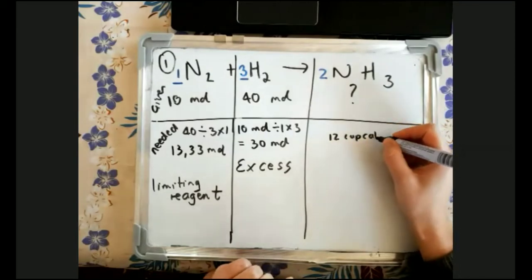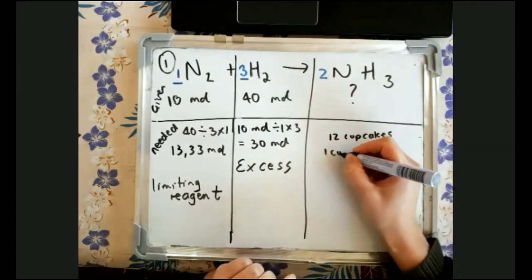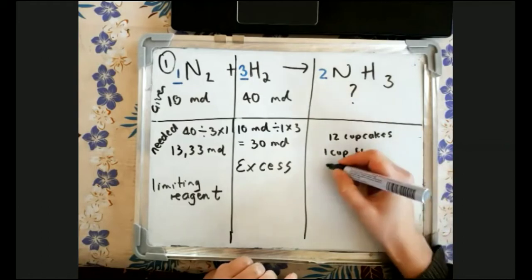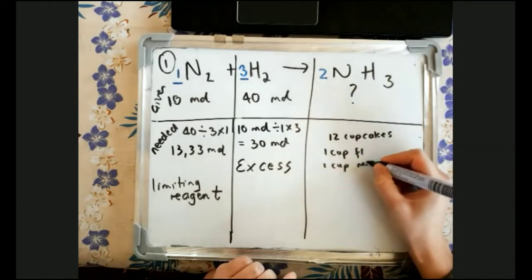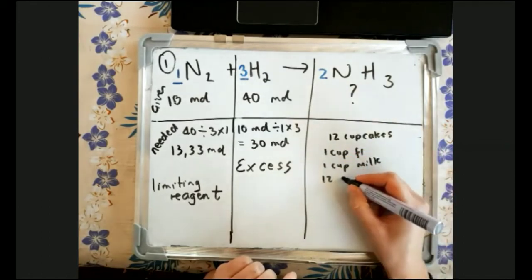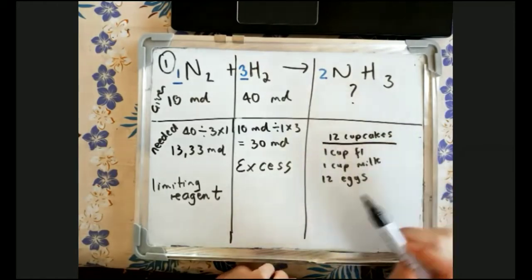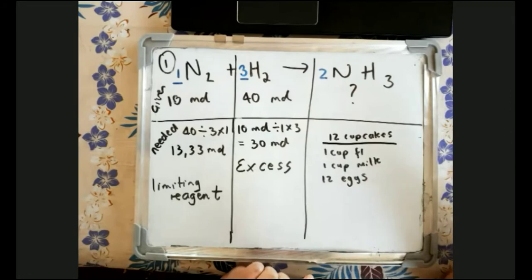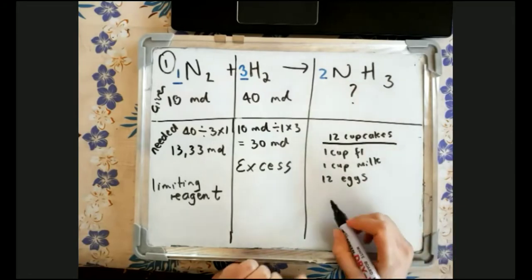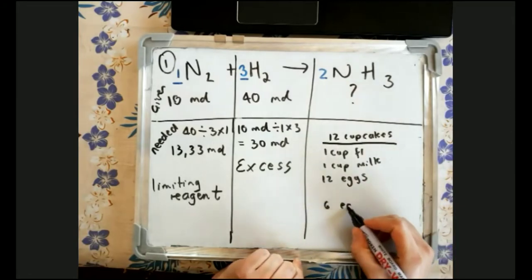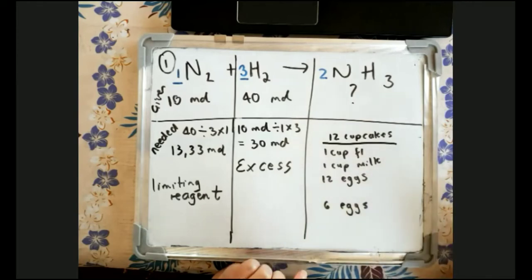That recipe needs 1 cup of flour, 1 cup of milk, 12 eggs, and whatever else, and then you'll make 12 cupcakes. You get home tonight and you realize, heck, I don't have all those ingredients. I only have 6 eggs. I have everything else, but only 6 eggs. I still have my cup of flour, and I still have my cup of milk.